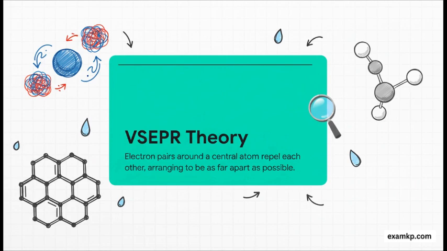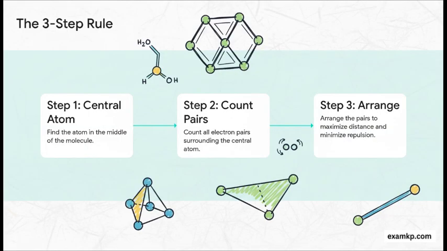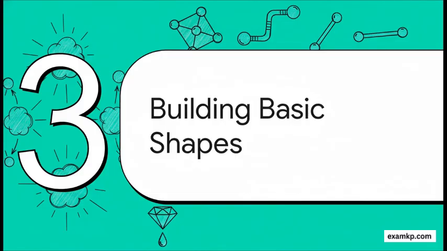And the cool part is, we can use this like a simple 3-step tool. First, you just find the atom smack in the middle. Second, you count up all the electron groups surrounding it. And third, you just figure out the geometry that gives them all the most breathing room. Simple as that. So let's put this rule to the test. Let's see how this one idea helps us build a whole library of predictable, fundamental shapes that you see all over chemistry. What's so amazing is just how logical this all is.